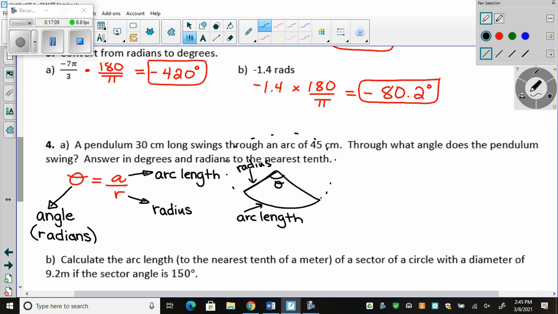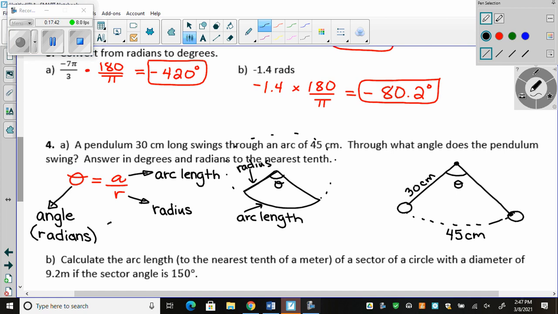A pendulum 30 centimeters long. A little pendulum, 30 centimeters long, swings through an arc of 45 centimeters. Through what angle does the pendulum swing? I want an answer in degrees and radians. You try and find theta.